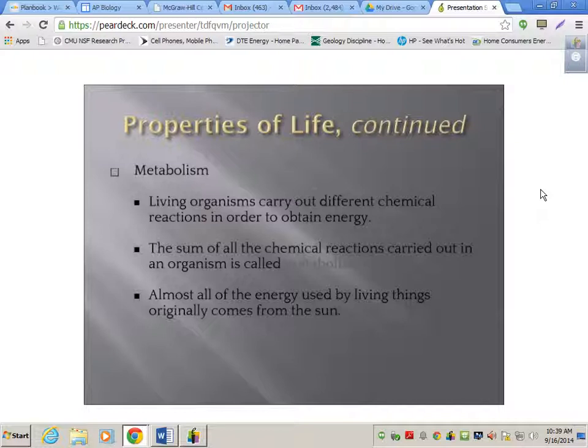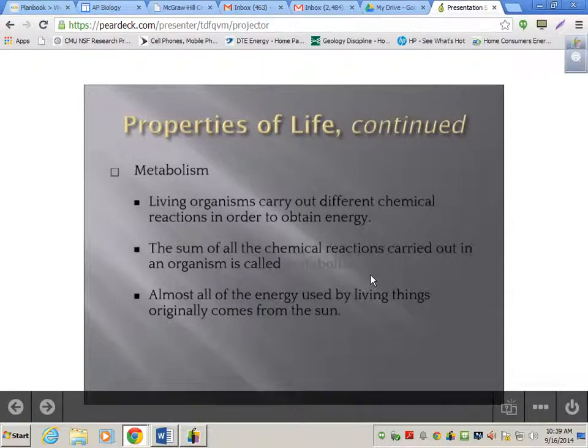So metabolism. Everybody understands what metabolism is. That's how you eat your food, right? It gives you energy. But in biology, it's more than that. Living organisms carry out different chemical reactions in order to obtain energy. The sum of all these chemical reactions carried out in an organism is called metabolism.